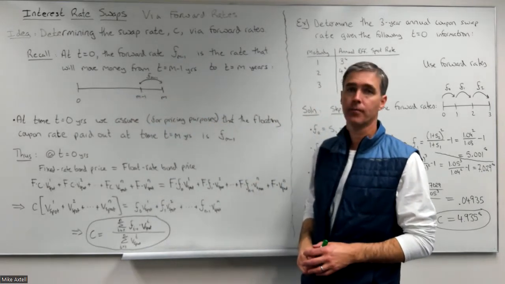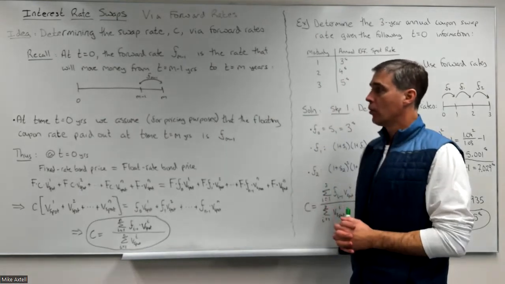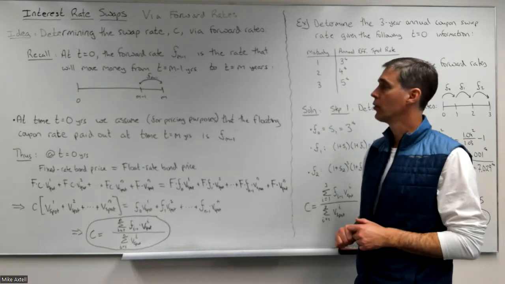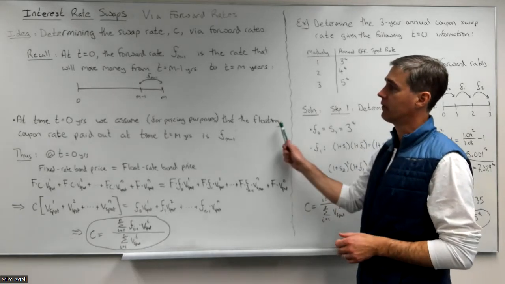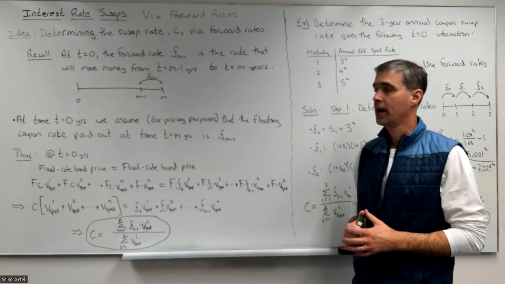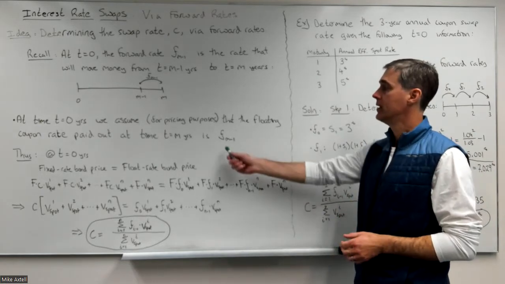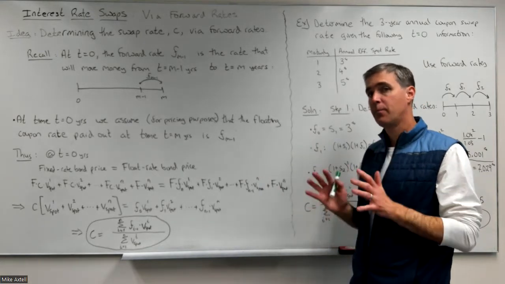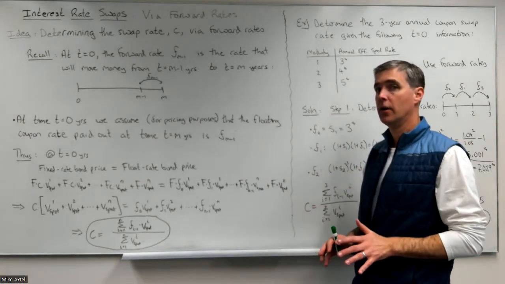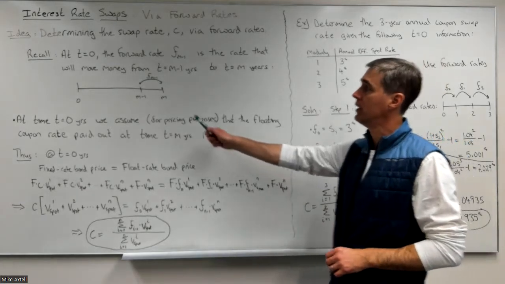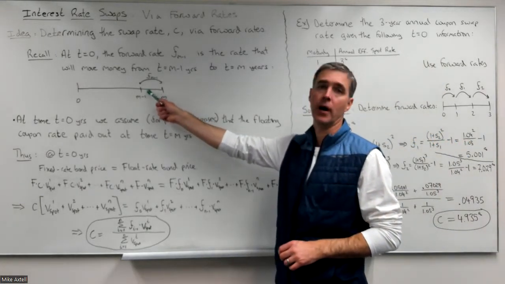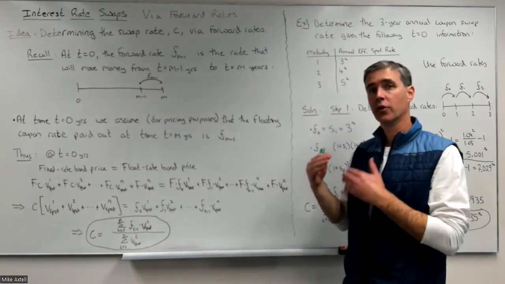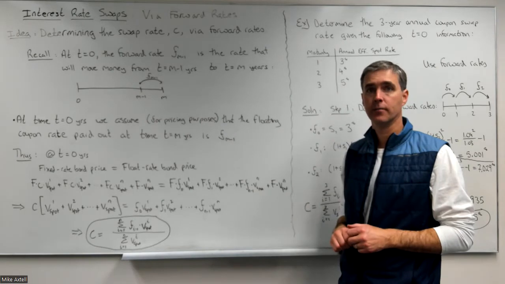So we're going to assume at time zero for this interest rate swap, for pricing purposes, that the floating coupon rate paid out at time M years is given by F sub M minus 1. This is our best bet at time zero for what the interest rate will be during the M coupon period, which we then use to determine the coupon rate for the floating rate bond.